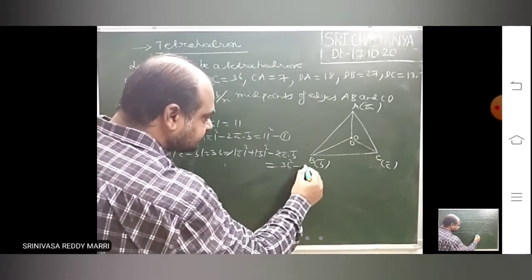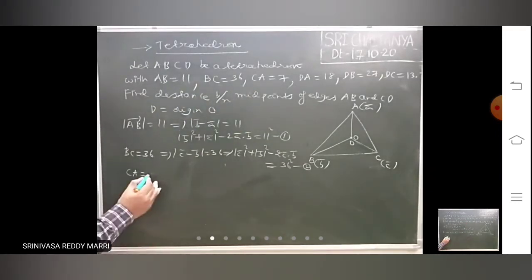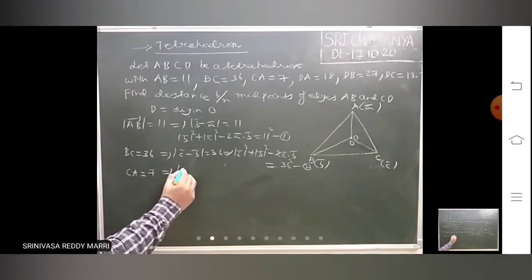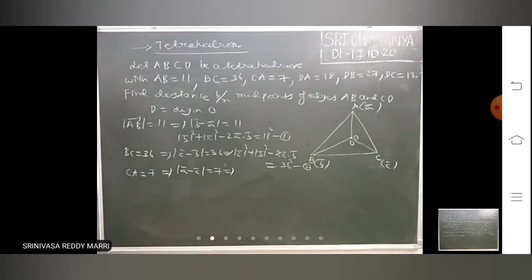Let us say this is the second equation, CA. Like that, by vector methods you can solve. Geometrically it will be difficult to solve, but if you use vectors then it will be easy. Modulus CA bar equal to 7. That means modulus of A bar minus C bar equal to 7.